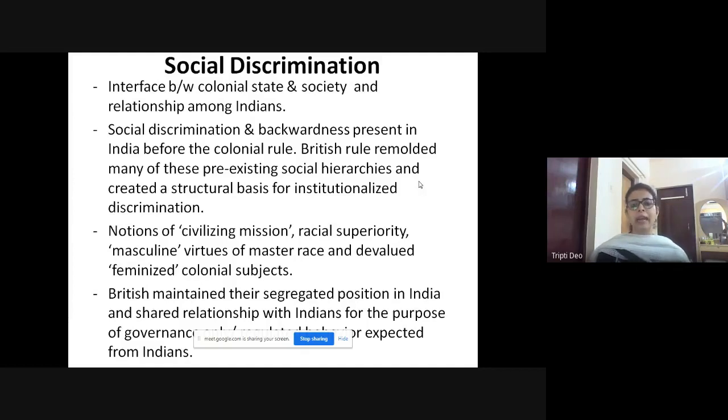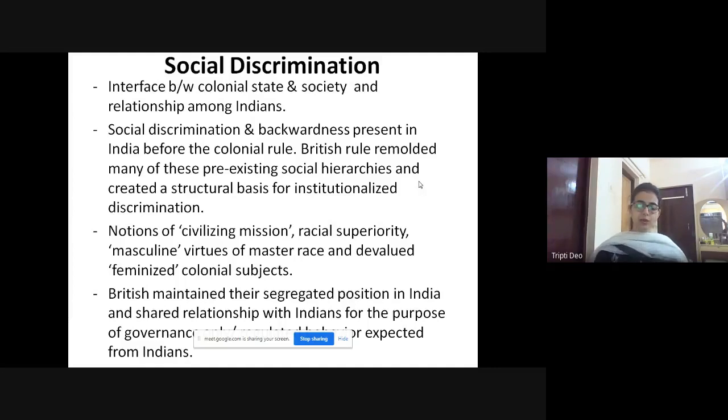Just the fact that you're branded as a criminal tribe, for example, is social discrimination. So let's see what other features of social discrimination there were during the colonial period: the interface between the colonial state and society, and the relationship among Indians.